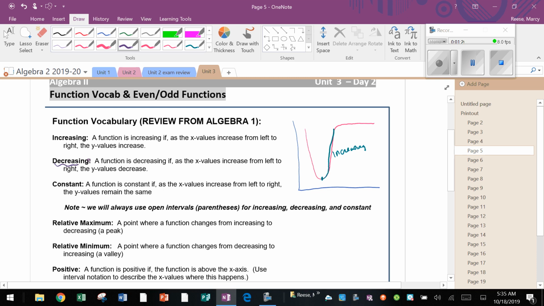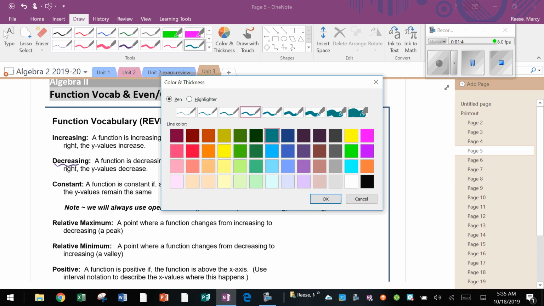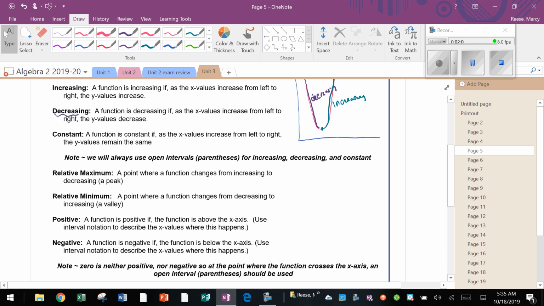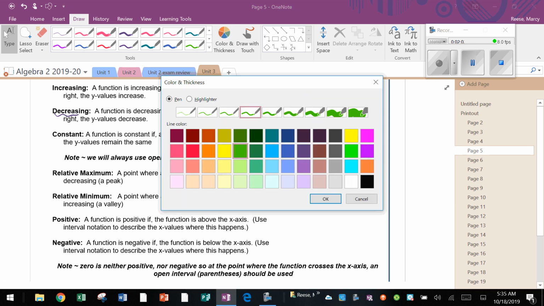It's decreasing if, again, as you're looking at it from left to right, it's going down. So here's my decreasing. And then obviously the last one's going to be the constant. That would be your constant if it is just going horizontal across. Okay? So I know that you learned that in Algebra 1, so it's not too unfamiliar to you.